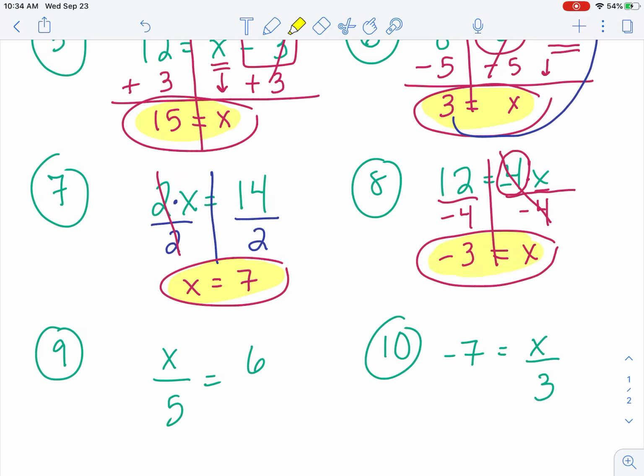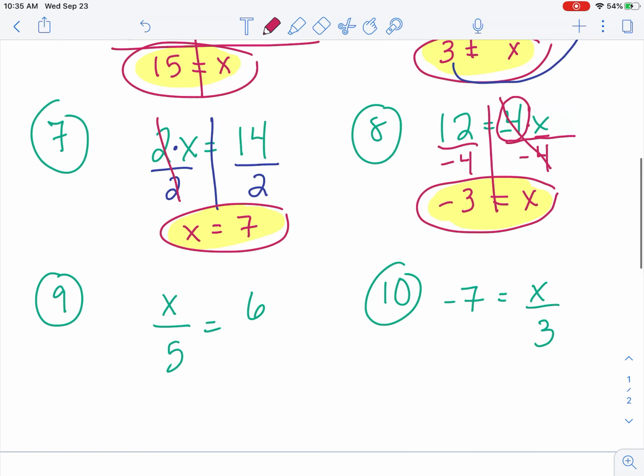And again, you can check all these on your calculator. You can use your calculator to help. That's perfectly fine. But you do want to show your steps so that I can see how you're doing it, okay? Okay, and again, x was on the right for that last problem, and that's okay. X can be on the right or x can be on the left. It doesn't matter.